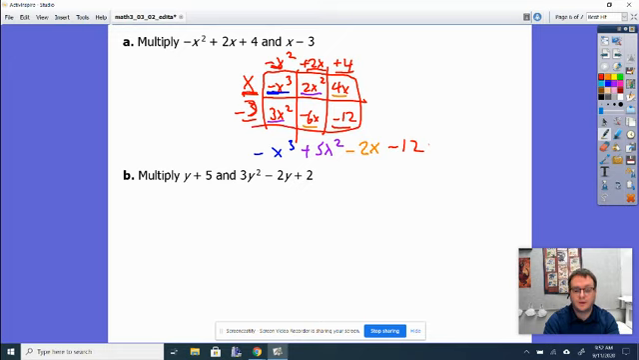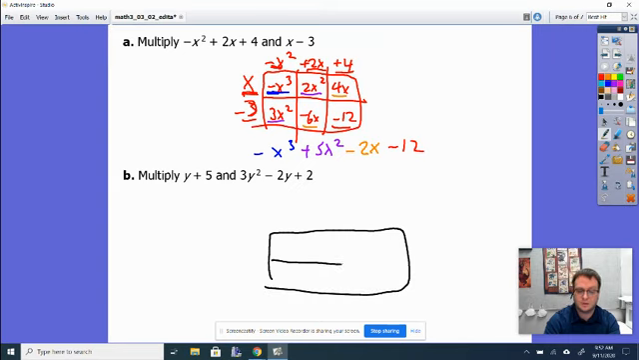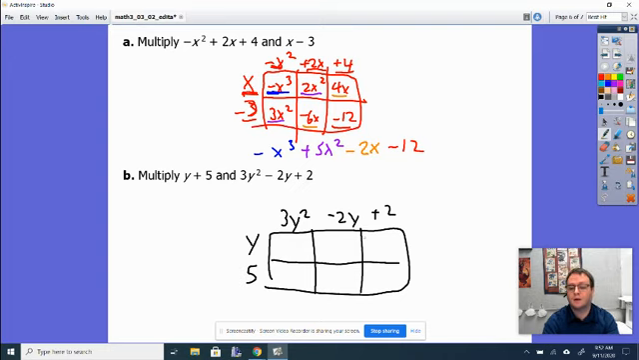Same process on this one. I'm going to give you the setup, but you should be able to do it at this point. Again, you've seen these before. You should have seen these last year. We did some of them in the last unit. 3y squared minus 2y plus 2. Multiply, multiply, multiply. Add up, combining like terms.